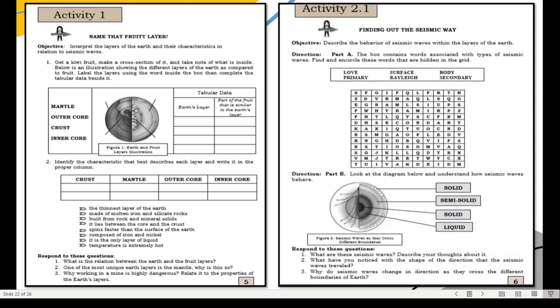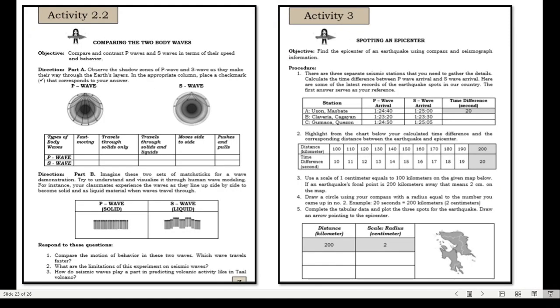For activity 2.1, finding out the seismic way. So, meron tayo ditong puzzle. Encircle nyo lang yung mga hinahanap na term, no? And then, sa part B naman, na-discuss natin to kanina. Ito yung mga parts ng ating interior ng Earth na kung saan solid siya, semi-solid, solid and liquid. Ayan. Then, answer the questions 1 to 3.